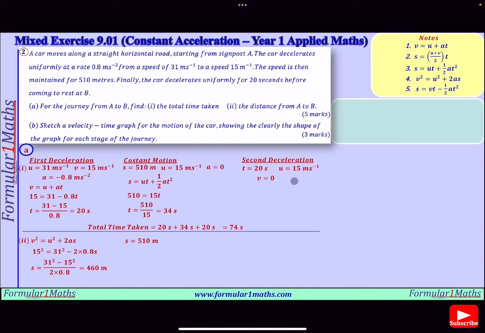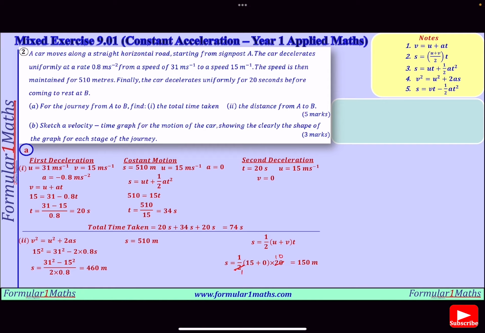So we have T, we have U, and we have V. We are looking for S. So the SUVAT equation that comes to mind will be equation 2 over here. And so let's put that one down. This, by the way, is the same as that. We can now do our substitution to get S equal to half bracket 15 plus 0 times 20. We can reduce the fraction. 2 goes into 20, 10 times, and that will give us 150 meters.